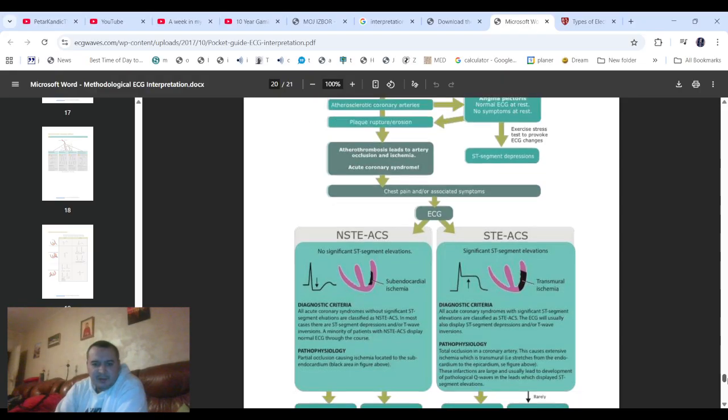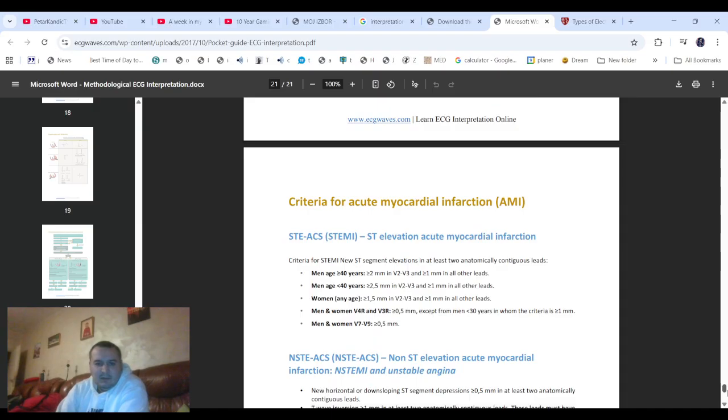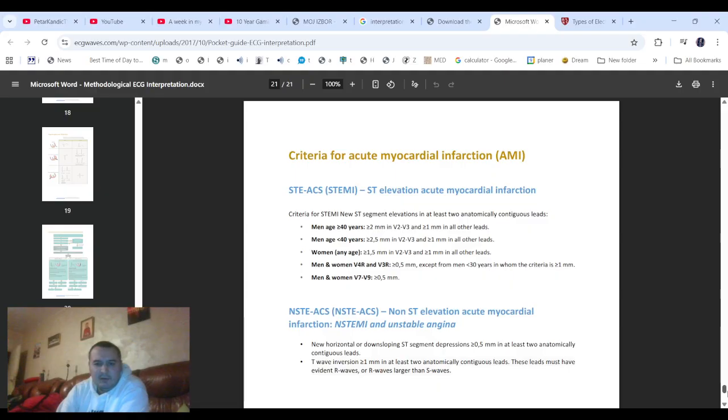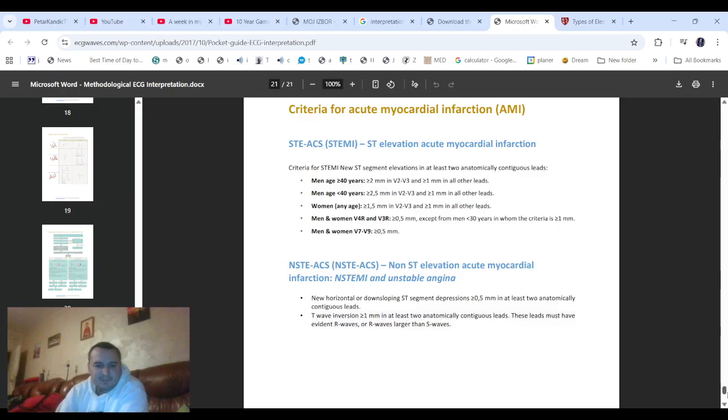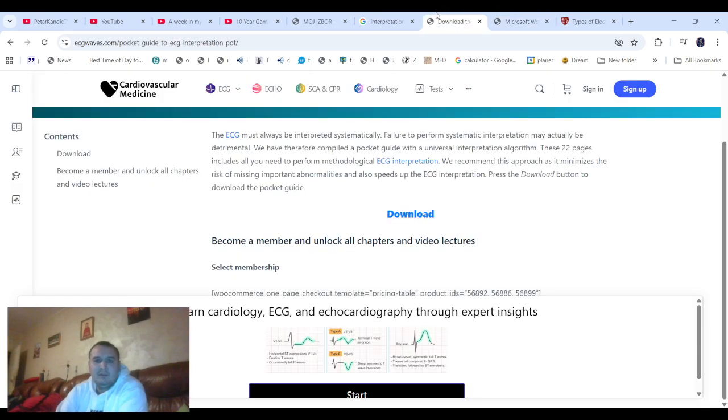Classification of acute coronary syndromes, NSTE-ACS, ST-ACS. This is the most common you find. Criteria for acute myocardial infarction, ST-ACS, STEMI, ST elevation acute myocardial infarction, and non-ST elevation acute myocardial infarction. Here we can see more of this.